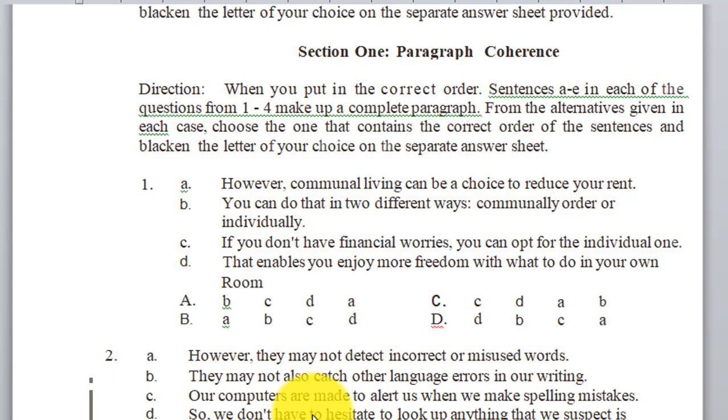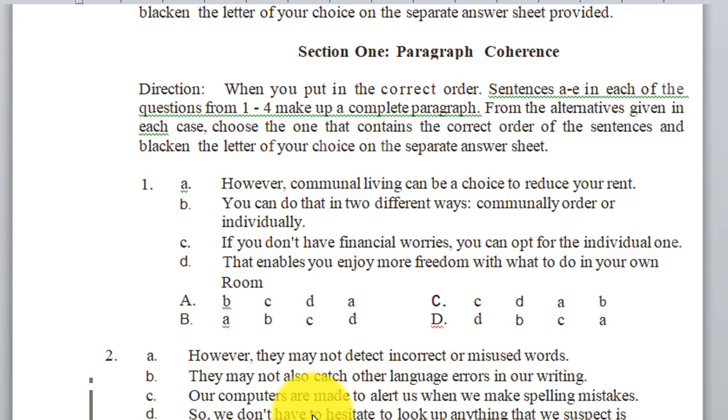However, communal living can be a choice to reduce your rent. You can do that in two different ways, communally or individually. So what is the title here? Yeah.